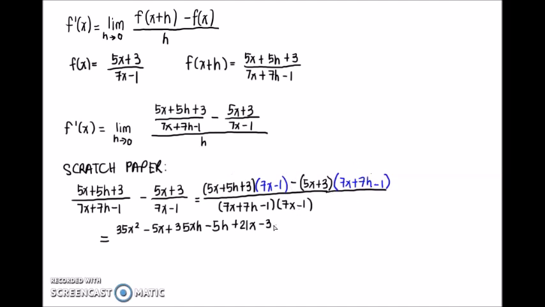So, don't forget to put the negative and parenthesis. So, multiply natin yung 5x to all of these. So, this will give us 35x squared. 5x times 7h, that will give us 35xh.